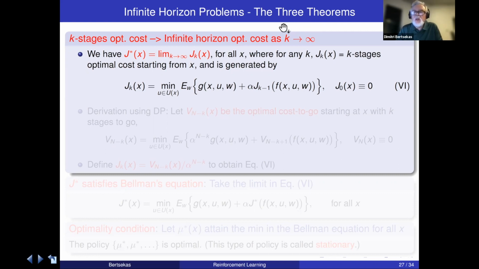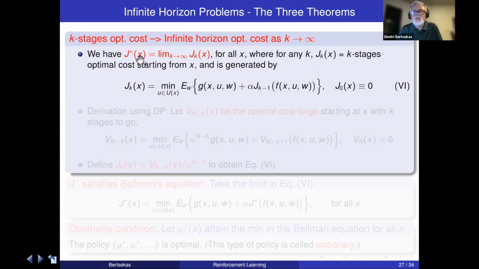They certainly hold for the easy cases, which are discounted problems, the finite number of states, but they also hold in modified forms for other types of problems. And the 3 theorems are on this slide. The first theorem says that the k stages optimal cost obtained by finite horizon dynamic programming, as you increase the horizon to infinity, approaches the infinite horizon optimal cost.